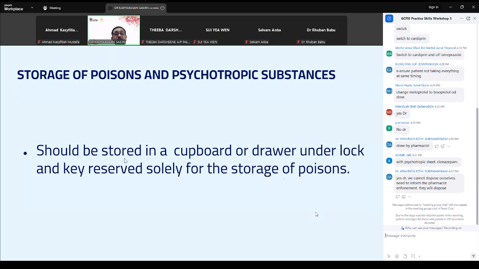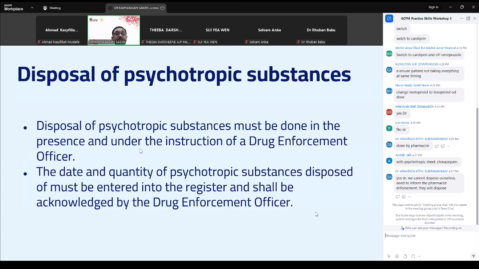Now, all this medicine should be stored in a cupboard or a drawer under lock and key, reserved solely for the storage of poisons. Coming to disposal of psychotropic medication, remember that disposal must be done in the presence and under the instruction of a drug enforcement officer. If you have expired stock, do not give it to the AA pharmacy or big pharmacy. You have to keep it. You must inform the drug enforcement officer that you have this medicine stored and it's expired.